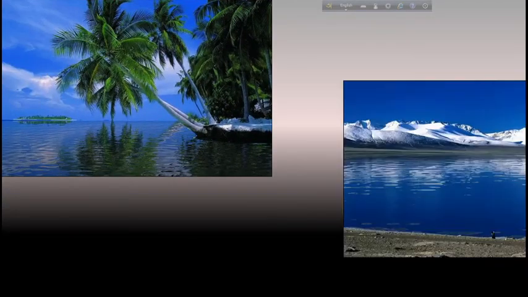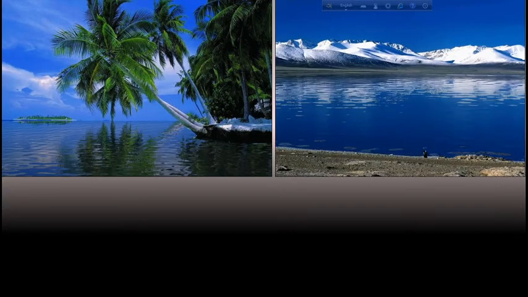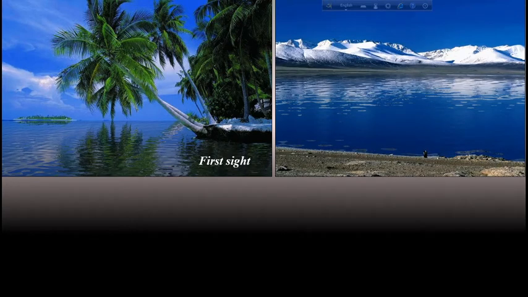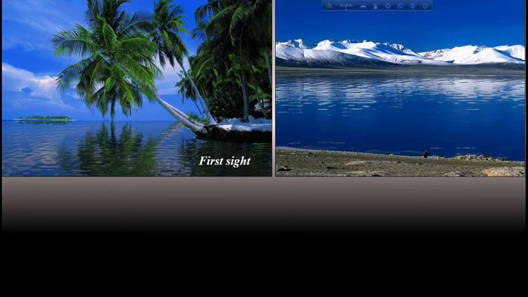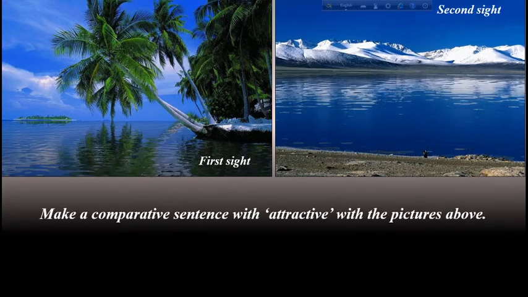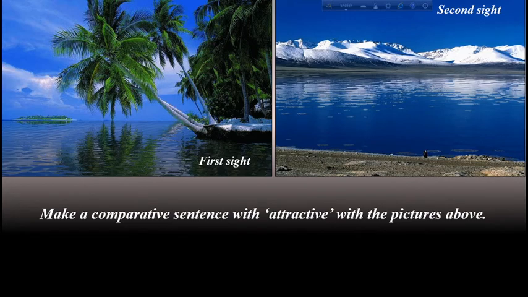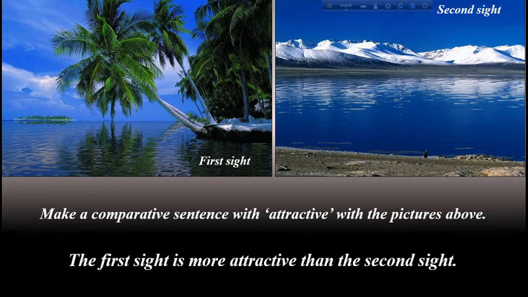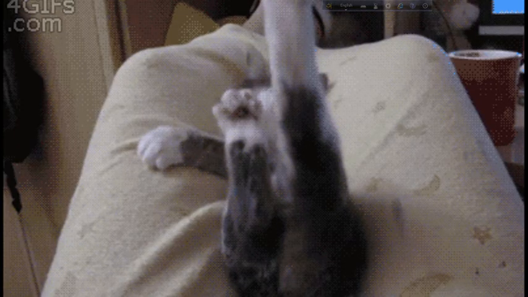Dear learners, you are seeing a beautiful picture. The first side, very nice. Second side: make a comparative sentence with attractive with the pictures above. The first side is more attractive than the second side. Dear learners, do you get something? A cat is playing. Very interesting.